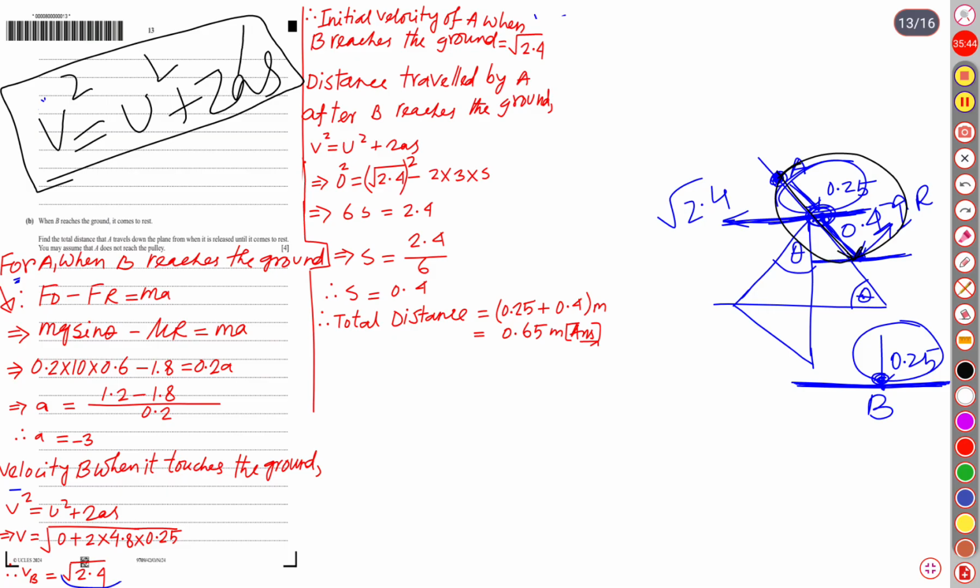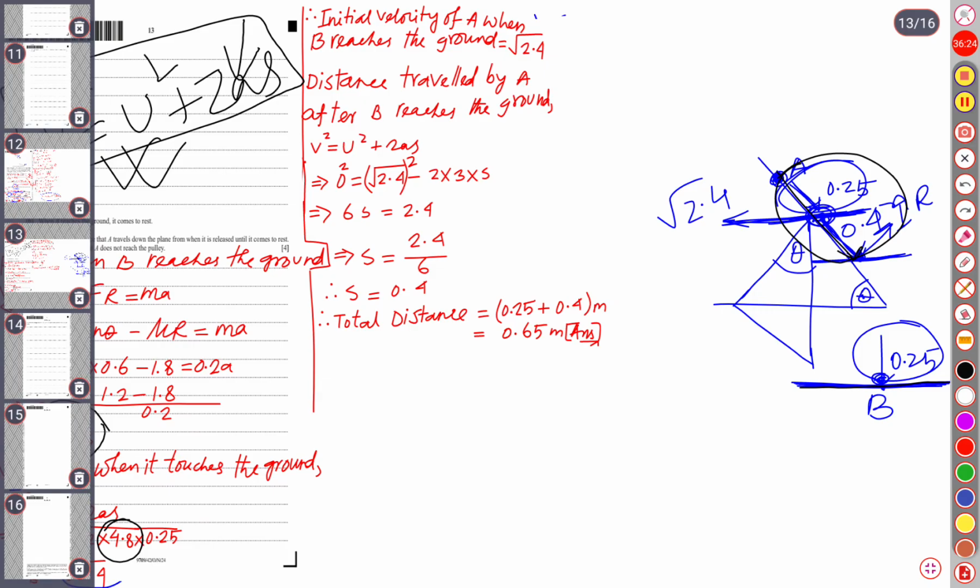Then there are two accelerations. One acceleration was when both particles were connected with each other, and the second phase is when B has gone away and only A was in motion for a while. One acceleration is this one, -3, which is only for A, and the other acceleration was 4.8, which was the combined acceleration for both of them. We picked it up from the previous question. Then we have two distances. One distance is very simple: when B reaches the ground, the distance was 0.25 meter. And the second one we obtained by analyzing this equation.